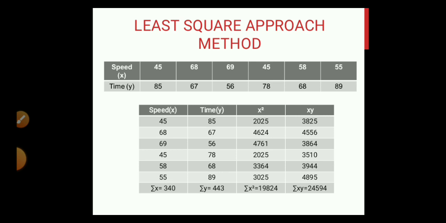Before we can use the formula for the intercept and slope, we first need the total values of the observed data. The summation of x is 340. The summation of y is 443. The summation of x squared is 19,824. And lastly, the summation of x times y is 24,594.